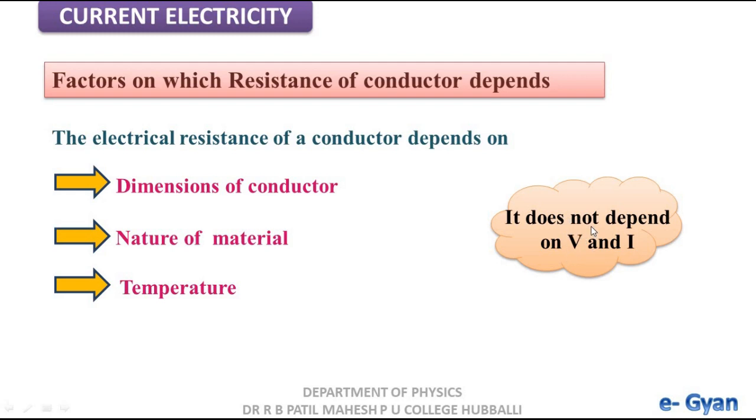Now let me explain. When the potential difference across the conductor increases, there will be an increase in the flow of current. When you take the ratio of V by I, that ratio is equal to a constant. Hence, resistance of a conductor does not depend upon potential difference and current flowing through the conductor. Okay, let us move on to the next slide.